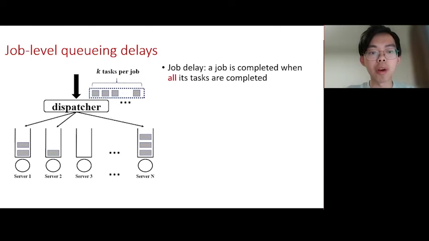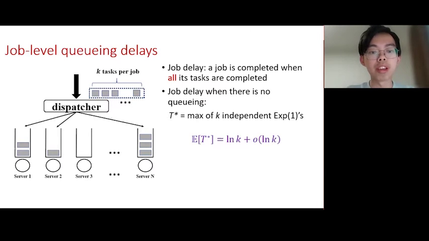First, since each job completes when all of its subtasks complete, the delay of a job is exactly the maximum delays of its tasks. Then we first characterize the inherent size of a job, which is given by the job delay when there is no queuing for all of its tasks. The job size, or T star here, is indeed the maximum of K independently and exponentially distributed random variables of mean 1. As a result, the expected job size is given by 1 plus 1/2 until 1/K, which is log K plus small o of log K.